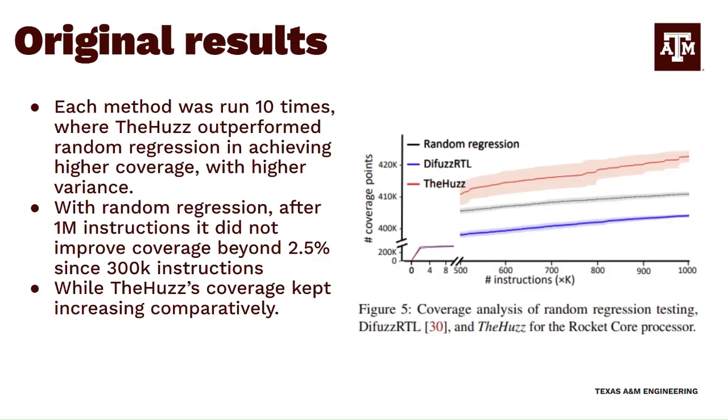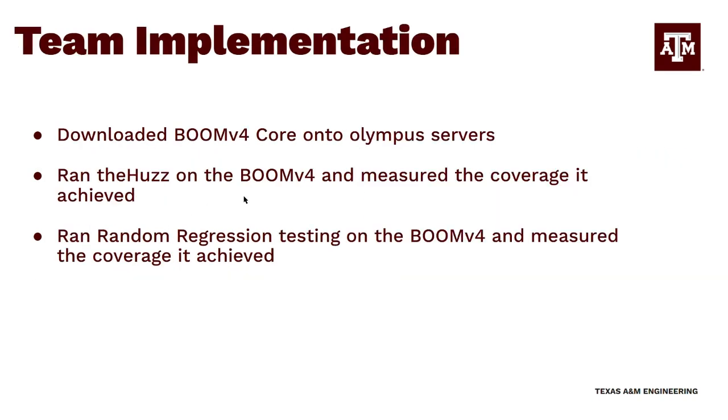And here are the original results. We can see here that TheHuzz definitely outperforms random regression and DifuzzRTL with increasing coverage and just more points covered with the same amount of instructions. So how our team implemented TheHuzz is where we downloaded the BOOM v4 core on the Olympic servers, and we ran TheHuzz and random regression while also measuring the coverage it achieved.